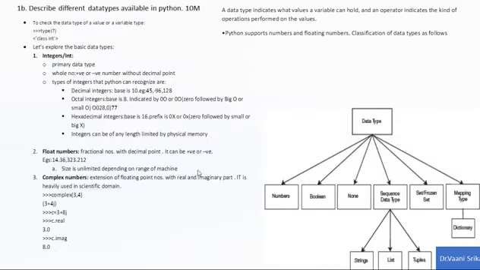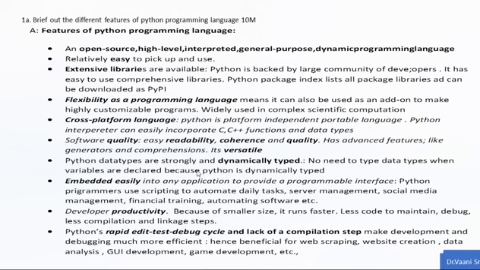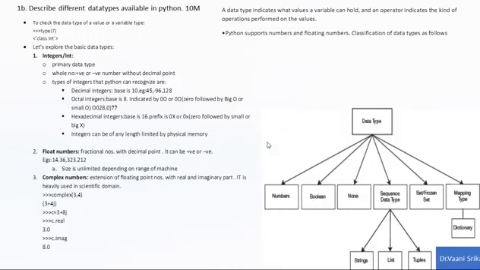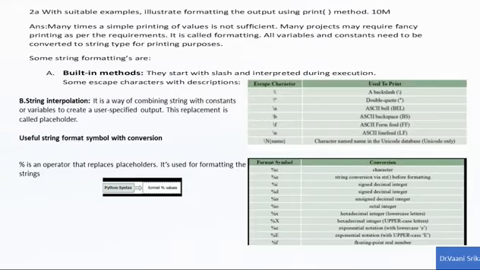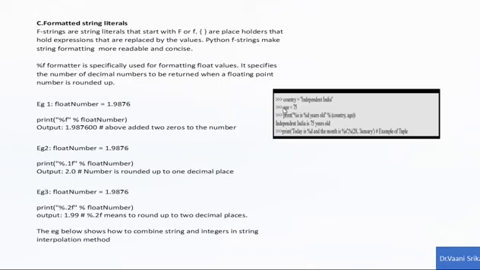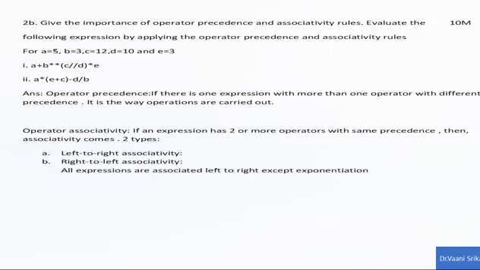So just a quick revision, in this session we discussed the answers for the module question paper, features of Python programming, and different data types. We discussed the different formatting outputs using print methods, and we also saw the operator precedence and associativity rule with the expressions.